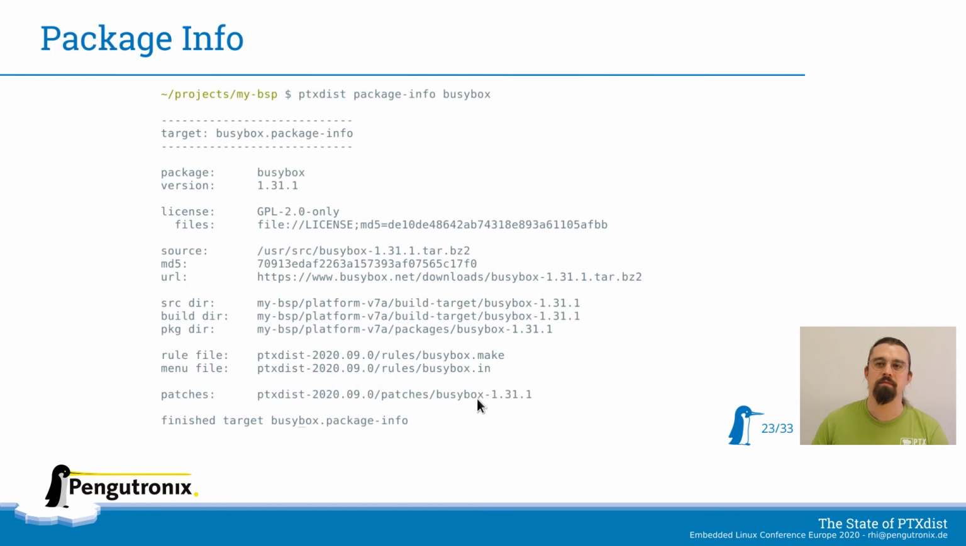And we also have the same for single packages. For example, here BusyBox is at version 1.31.1. It has a GPL license. The source is located here, and its download URL, and where the patch folder is located, and the rule file and the menu file. And you can use this to debug the internals of PTXdist if you want, or if you're not sure on which layer the package comes from, you can find this out.